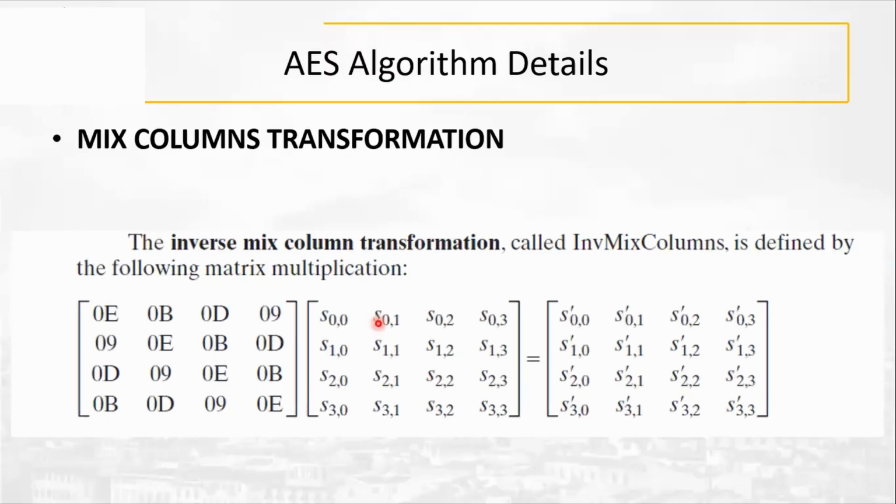Okay, so I was talking about this inverse mixed column transformation at the time of decryption. This is the matrix that you have to follow instead of the previous one. So this one is the mixed column transformation, and this is the inverse mixed column transformation. The logic is the same. You have to multiply this matrix with the original matrix.